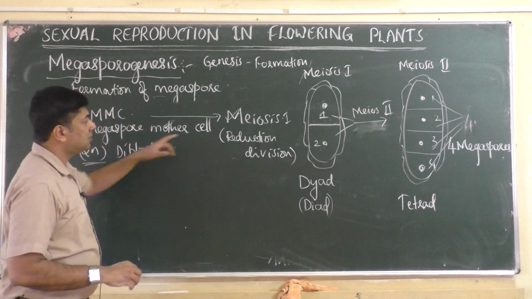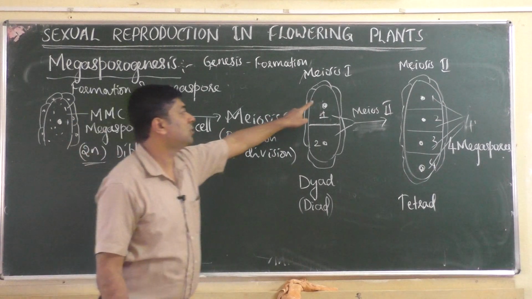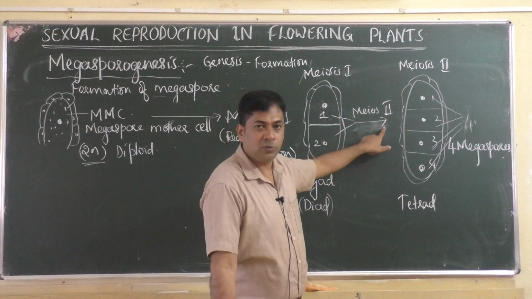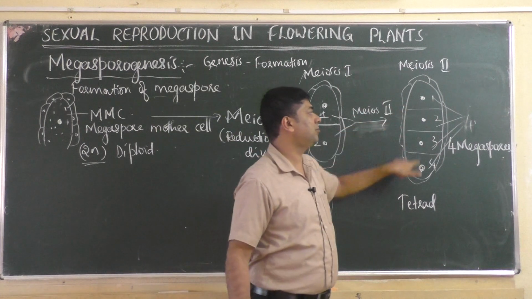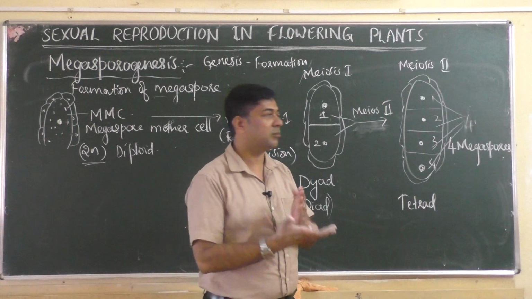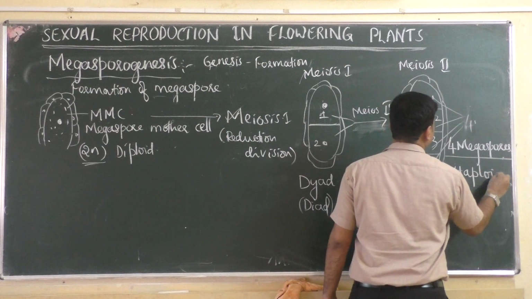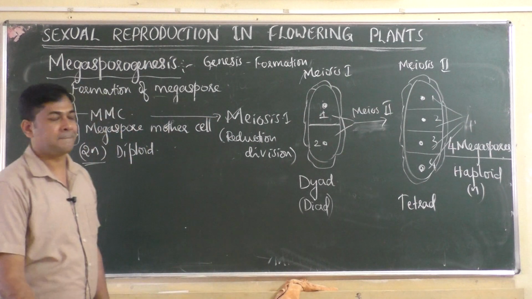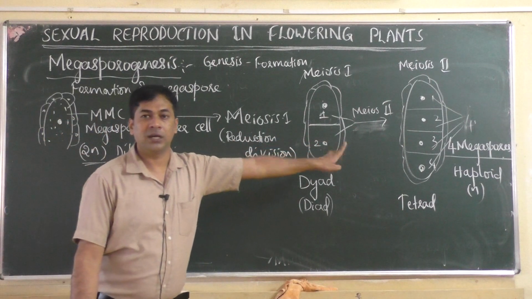So meiosis has two stages, meiosis 1 and 2. In meiosis 1, one cell divides into two cells. This is called dyad condition. Di means two cells. Then meiosis 2 occurs. Next cell division, again prophase, metaphase, anaphase, telophase occurs, and four cells will be produced. Now each cell is haploid, n number of chromosomes, half the number of chromosomes, and four megaspores are produced, which are haploid. So one megaspore mother cell produced 4 megaspores.